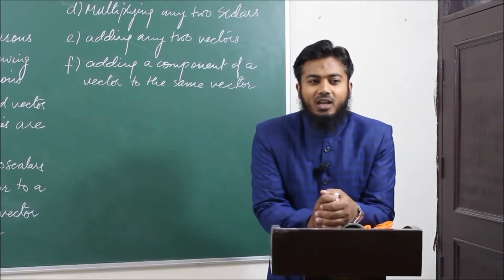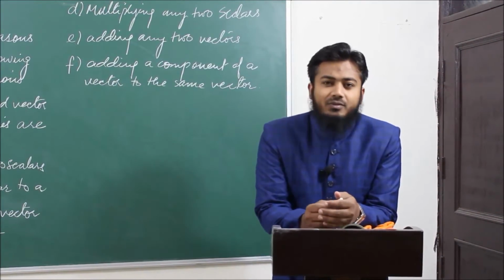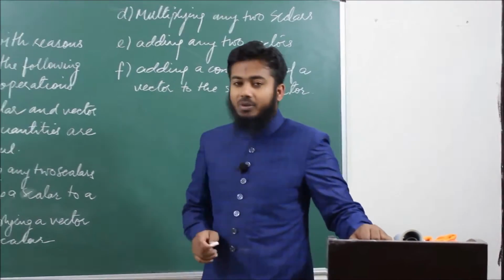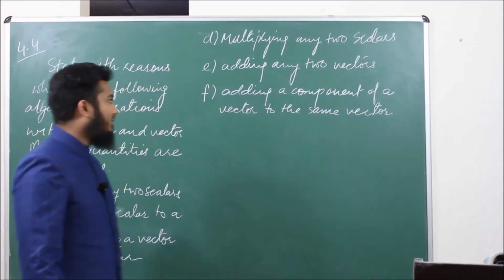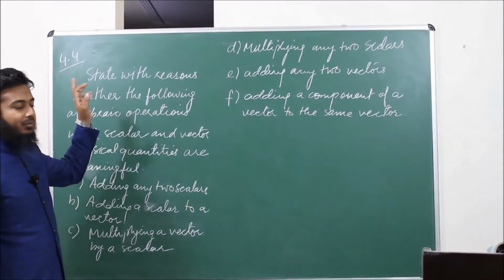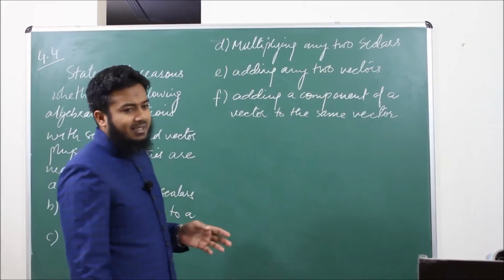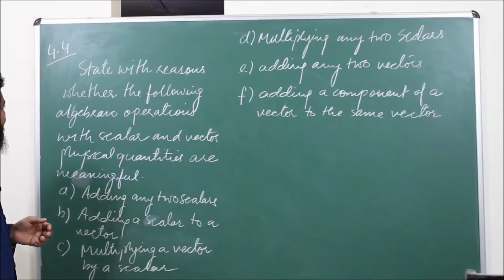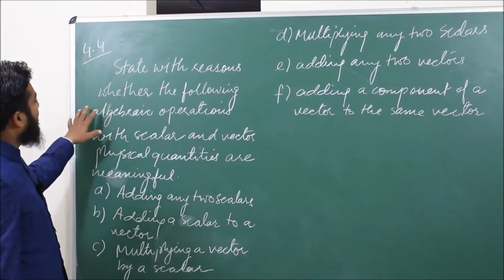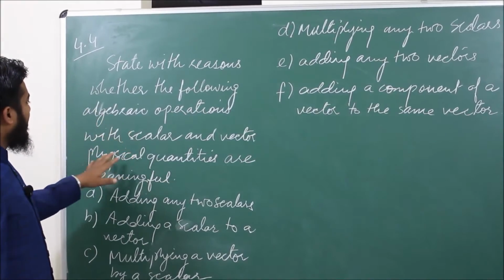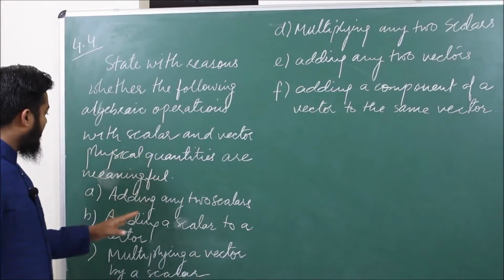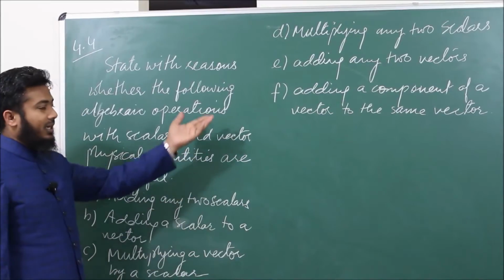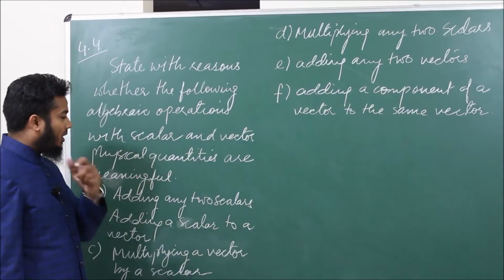Again everyone. Today we will take some problems from the NCERT textbook, and this is our first problem, problem number 4.4. That's the fourth problem from chapter 4, titled Motion in a Plane in your textbook. Now this problem says: state with reasons whether the following algebraic operations with scalar and vector physical quantities are meaningful. So we have to identify whether these algebraic operations are meaningful or not.